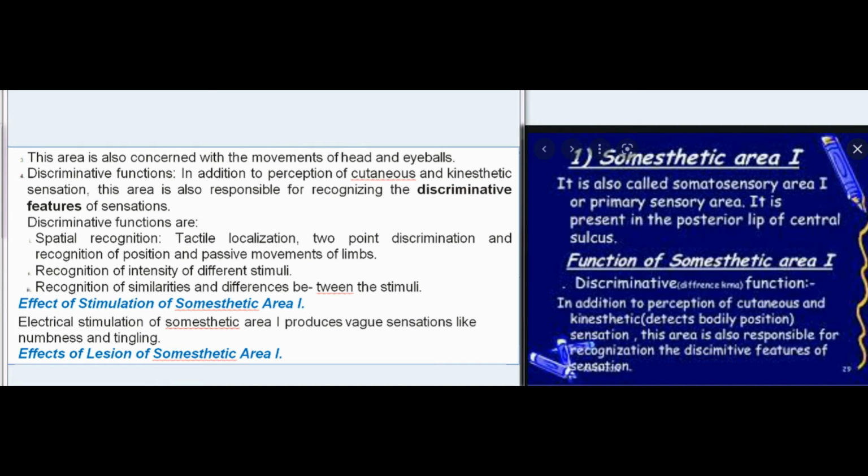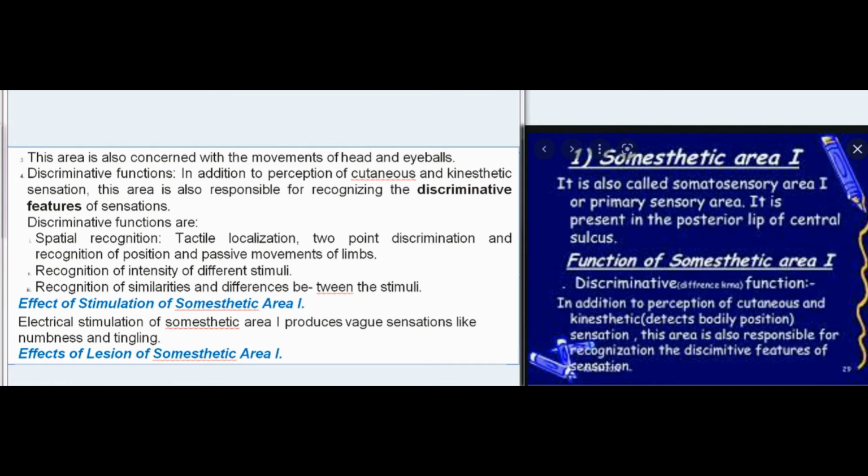Discriminative functions are spatial recognition, tactile localization, two-point discrimination and recognition of position and passive movements of limbs. Also recognition of intensity of different stimuli, and recognition of similarities and differences between the stimuli. Effect of stimulation of somesthetic area.